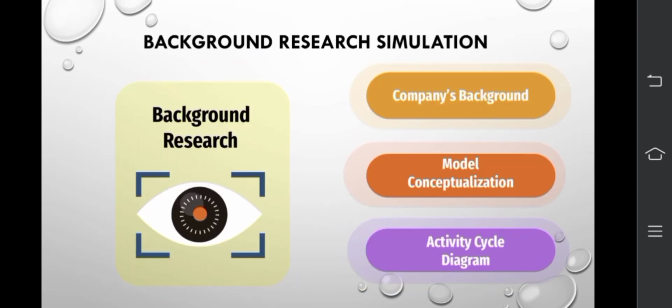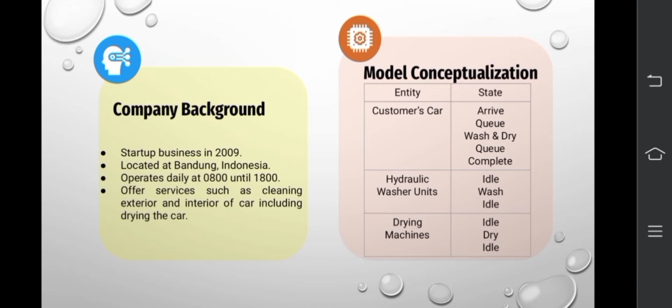In this chapter, we will discuss the company's background, model conceptualization, and activity cycle diagram. The first thing is company background. The company is a startup business from 2009 and it's located in Bandung, Indonesia. It operates from 8 a.m. until 6 p.m. and offers services such as cleaning the exterior and interior of the car, including drying the car.